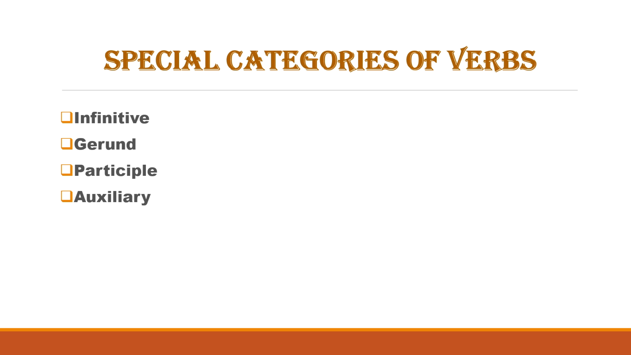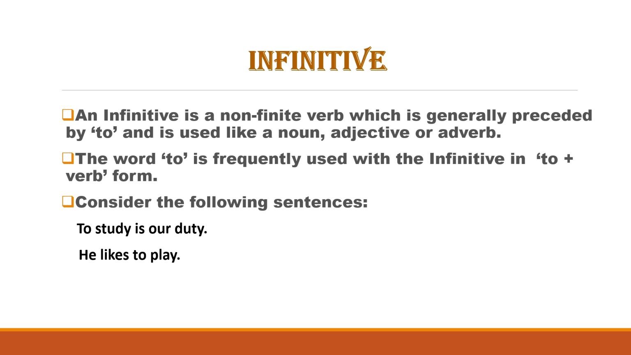So, now moving on to special categories of verbs. They are infinitive, gerund, participle and auxiliary. Now, what is an infinitive? An infinitive is a non-finite verb which is generally preceded by to and is used like a noun, adjective or adverb. So, keep this in mind, it is preceded by to generally. So, now what is a non-finite verb? Let us discuss this first.